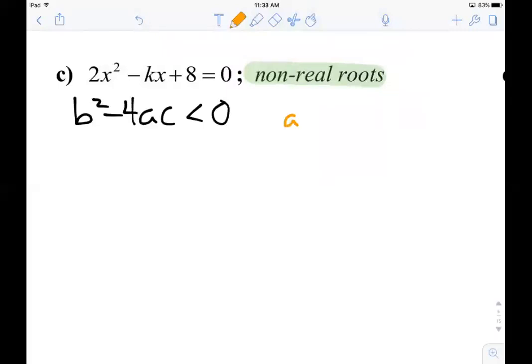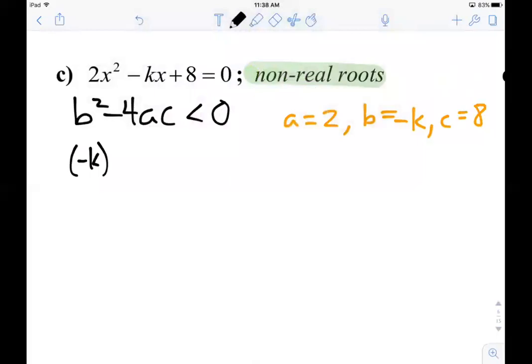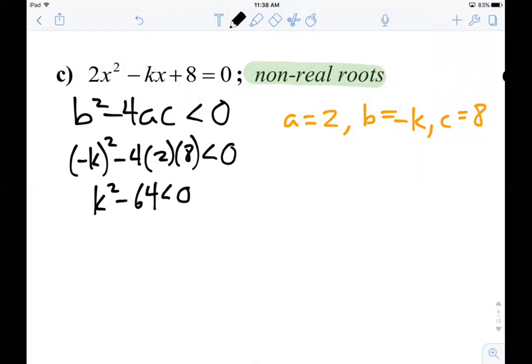Well, the a value we're going to use is 2. And the b value we're going to use now is going to be the thing that involves k. It's going to be negative k. And our c value will be positive 8. So it's going to be negative k squared minus 4 times 2 times 8. And that whole thing has to stay less than 0. Or in other words, k squared minus 64 has to stay less than 0.